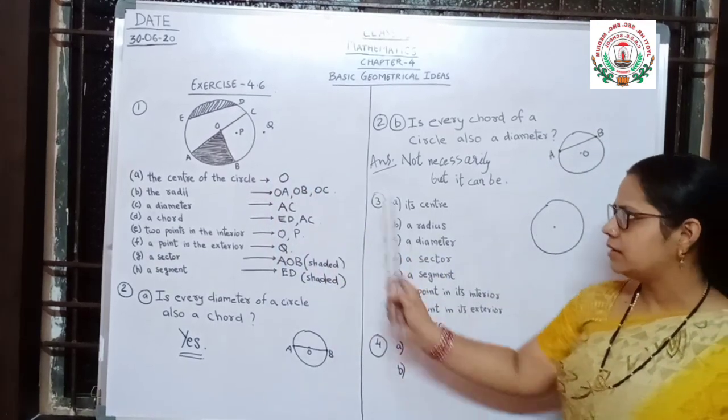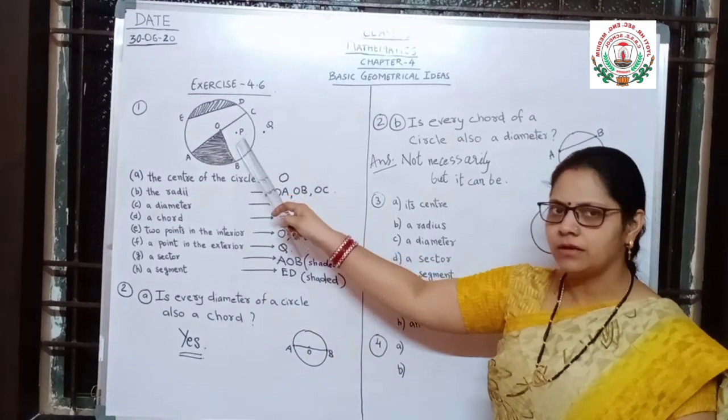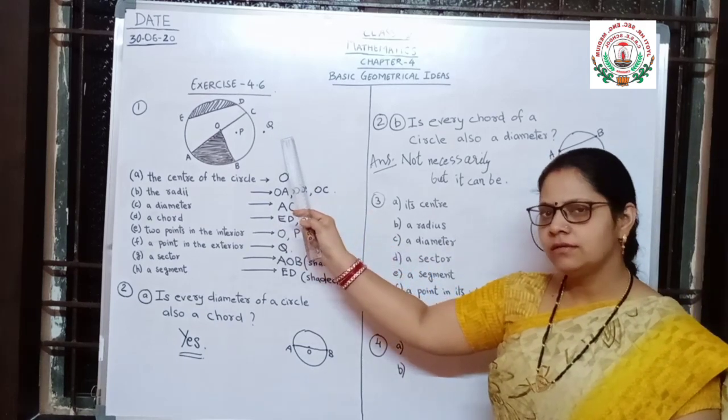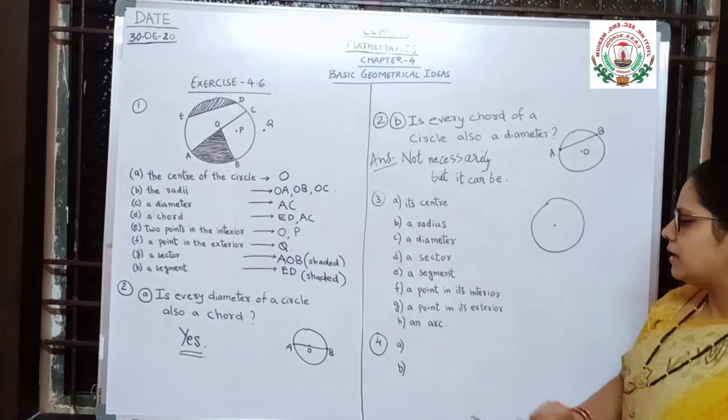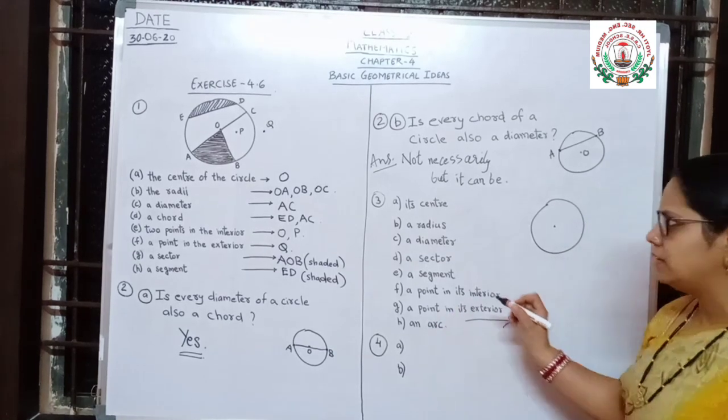Point in the interior. O is the point in the interior. O and P are also given here. Point in the exterior. Q is the point in the exterior. So it is just similar, and an arc is also asked. Only this one is the extra thing.